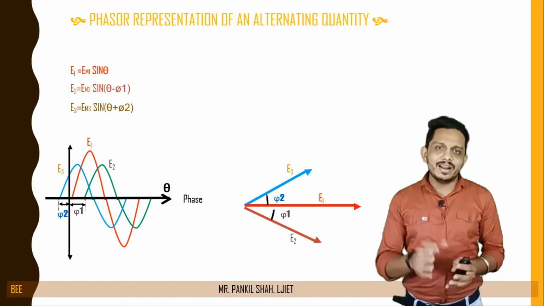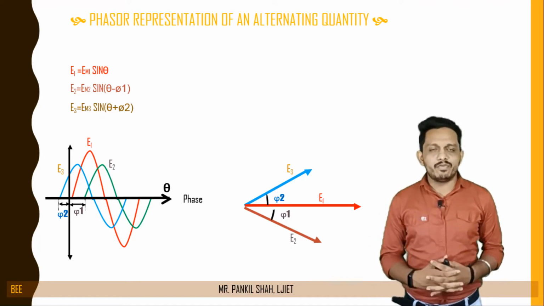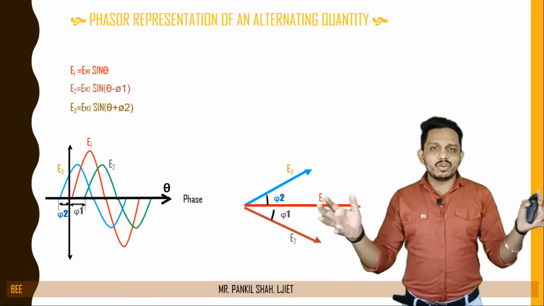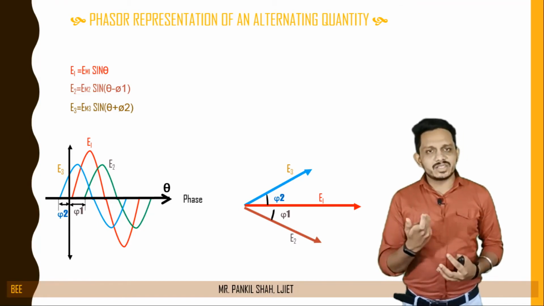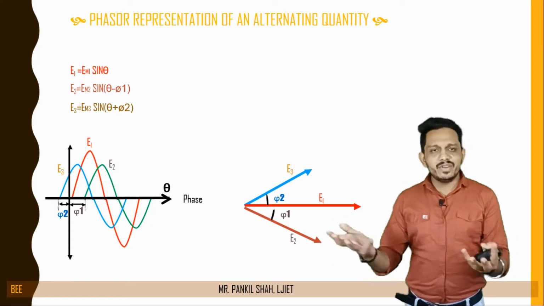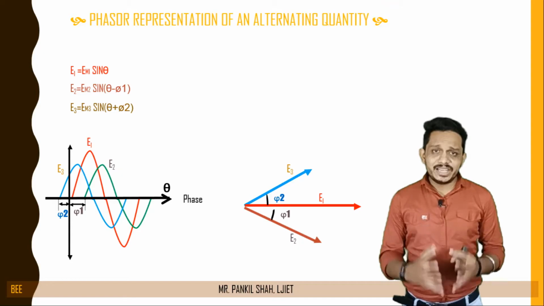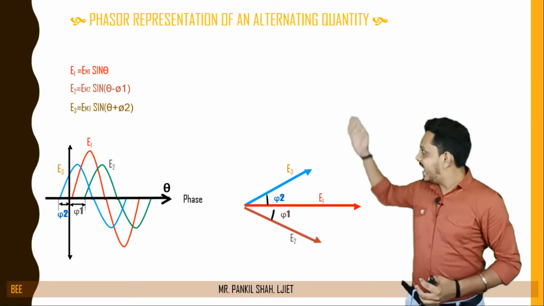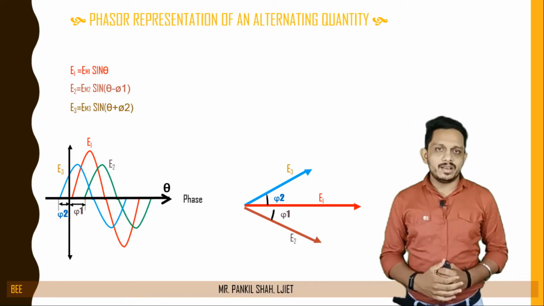You just have to scale your magnitude, because if your current or voltage has a maximum value of 50 or 100, then you cannot draw a 50 or 100 line in your notebook. So for that you take one reference, one scale, and then you can draw any phasor diagram very easily. Now our main concept is to add these alternating quantities. What if someone wants to add all these three EMFs, that is E1 plus E2 plus E3?